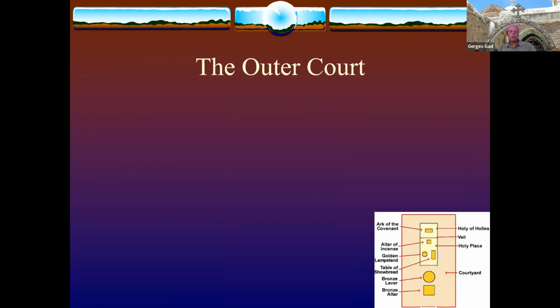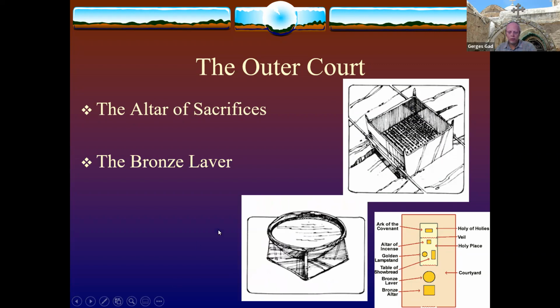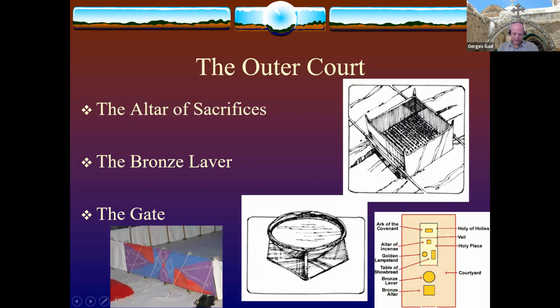Then we go outside. So we went from the inner to the outer. Outside is the outer court. Again, there are three things. We have the altar of sacrifices, this huge altar that we saw in the picture. And then remember, I told you there's like a pool there. That's called the bronze laver. It's made out of bronze, and it's like a big washing basin that they wash their hands and their feet in. And then the gate, the entrance to the tabernacle. So the outer court has three things: the altar of sacrifices, the bronze laver, and the gate.